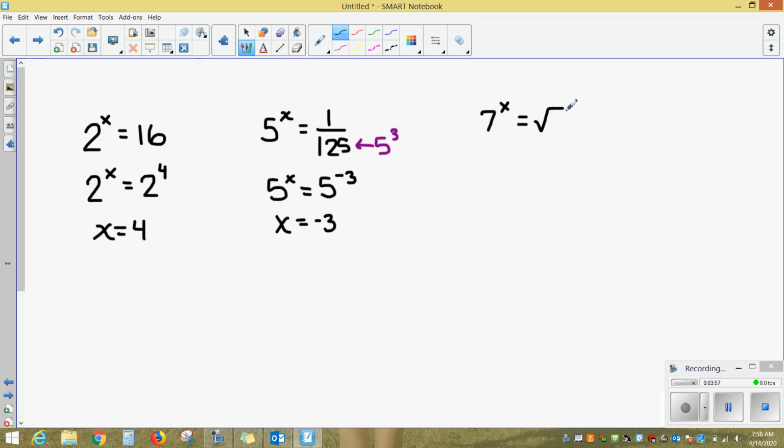Maybe I have 7 to the x power is equal to the square root of 7. Now our negative exponents are the ones that are on the bottom of the fraction. When we pull them back to the top, they become negative. But our roots and radicals, when we write them as exponents, those are our fractions. So a square root is the 1/2 power. The cube root would be the 1/3 power. Fifth root would be 1/5 power, and so on.